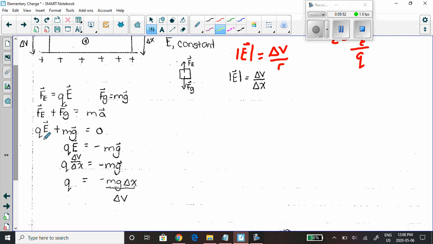But he realized that these two forces were acting on an object that was not accelerating. That equals 0. So we can put in what these equations are for each of them. QE plus mg equals 0. I bring this to the other side. Then I realize that the electric field here is equal to the voltage difference across the plate divided by how far you are going across the plates. So I put that in. Then I rearrange this and solve for Q.